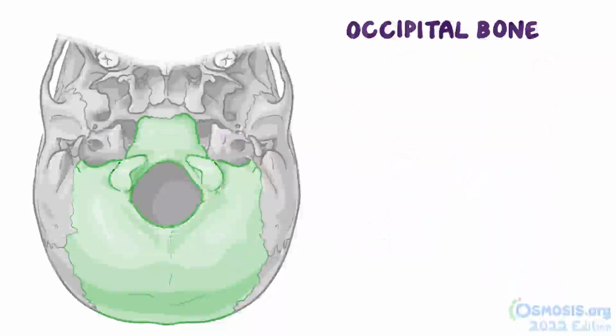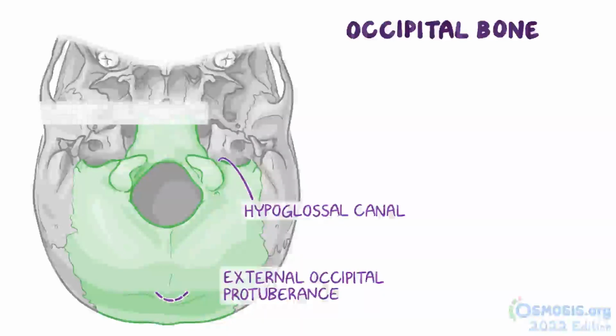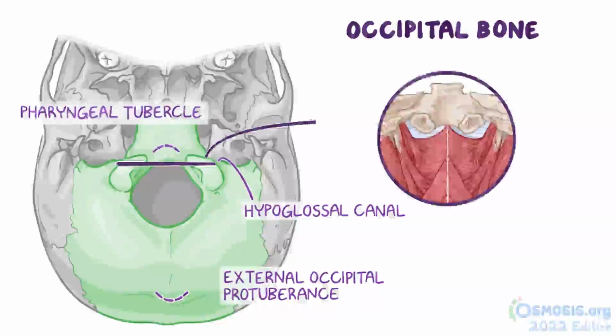Now, anterior to each condyle, there's the hypoglossal canal where the hypoglossal nerve passes through. Finally, behind the foramen magnum, there's the external occipital protuberance. In the midline, there's the basilar part of the occipital bone, which has the pharyngeal tubercle, where the pharyngeal raphe and superior pharyngeal constrictor muscle attach.